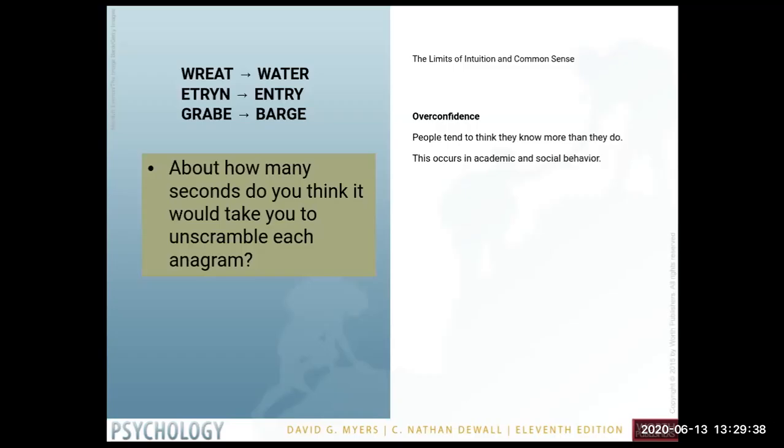So academically, we look on the left where you see three words that are jumbled. We call these anagrams. And these anagrams are words, but you have to unscramble the letters. So seeing the answers here, you already have them. And so the question on the left says, about how many seconds do you think it would take you to unscramble each one? Well, knowing that the answer is already there, you have the benefit of what we just talked about, the hindsight bias. But it also gives you more confidence in your behavior than you probably should.